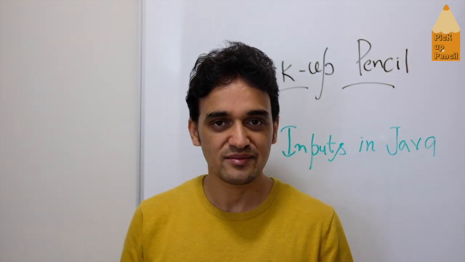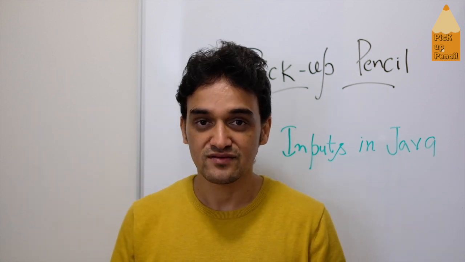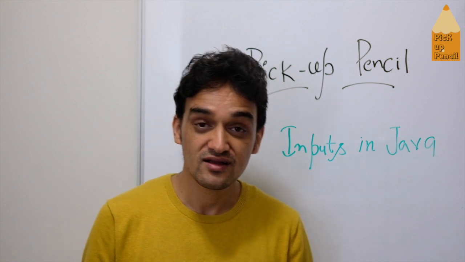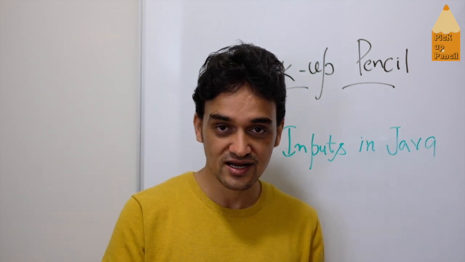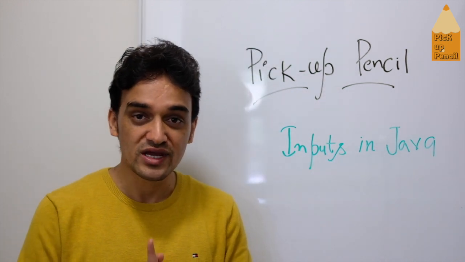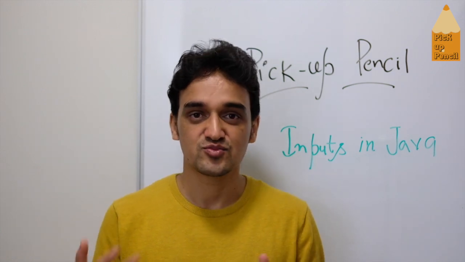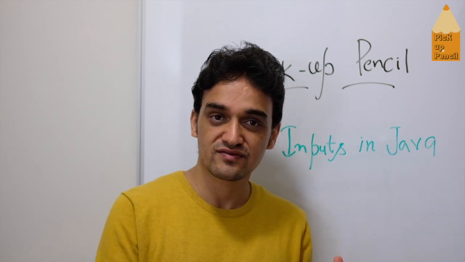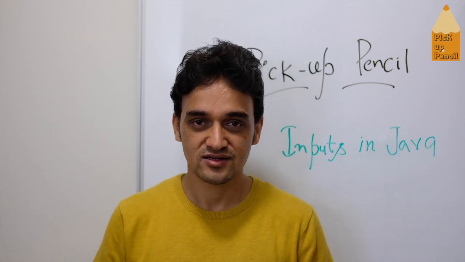In any programming language, we cannot expect a program to produce an output without providing any inputs, and Java is no exception. Inputs are very essential to process the data and produce some meaningful output. So in today's video, we are going to learn about 4 different ways in Java to provide an input to a program and how those 4 different ways differ from one another. So let's do that.